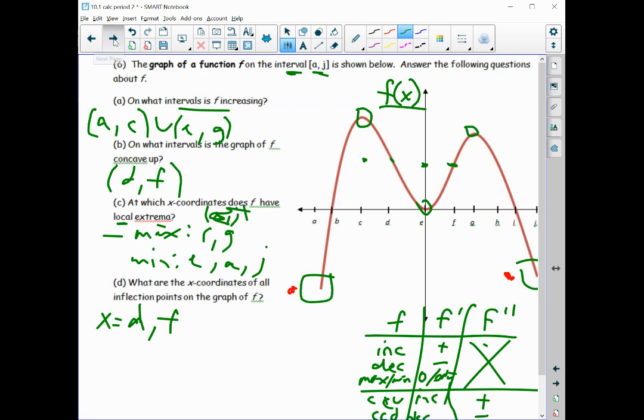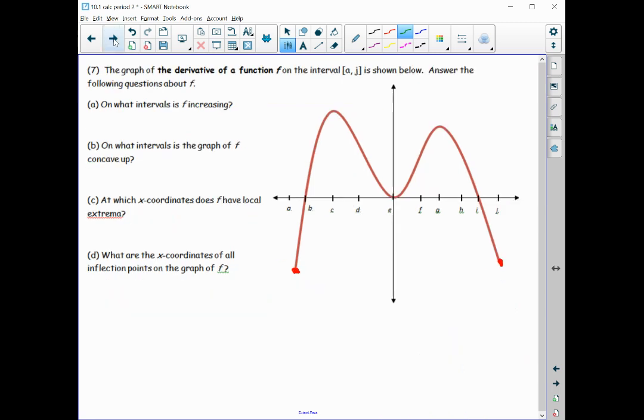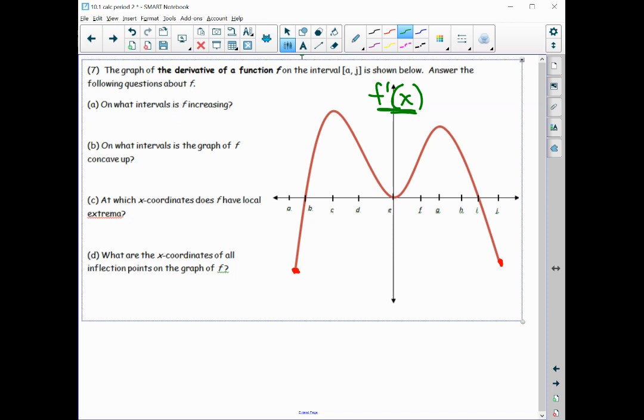Let's try again. Same graph on this next one. Same graph, but now this graph is the derivative of F on a closed interval. So based off of the fact that this is the derivative graph, what could you tell me about F? On what intervals is F increasing? Well, F increases when F prime is positive.